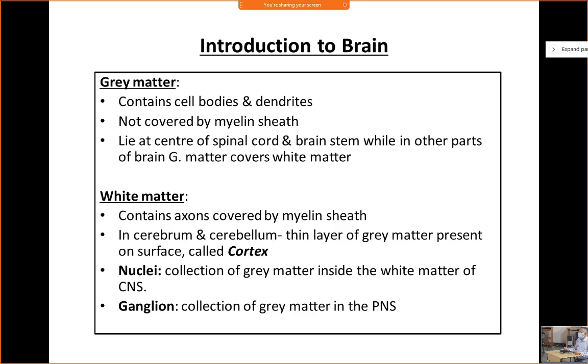Now come to two structures. One is gray matter, one is white matter. In your brain, or in the CNS, or in the nervous system as a whole, we have two words: one is gray matter, one is white matter.